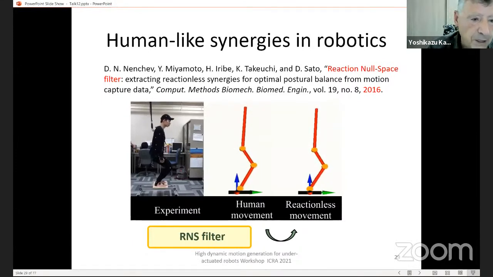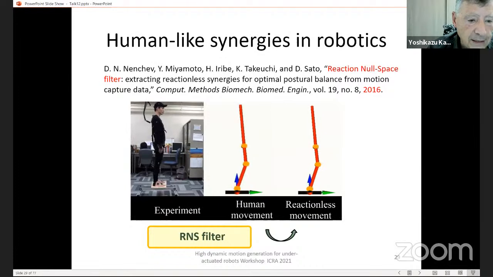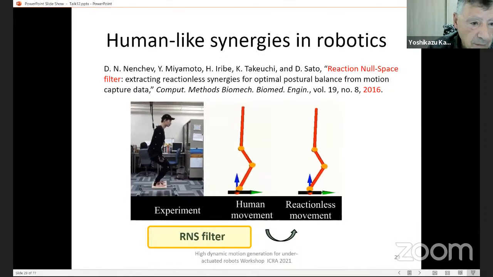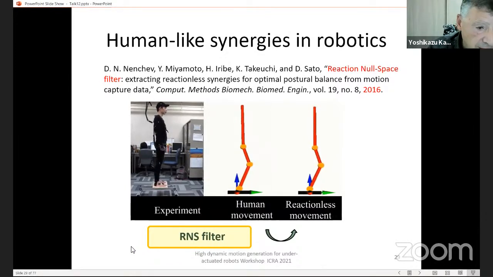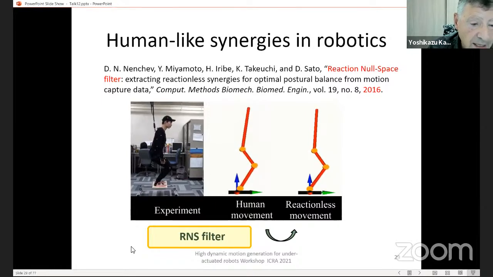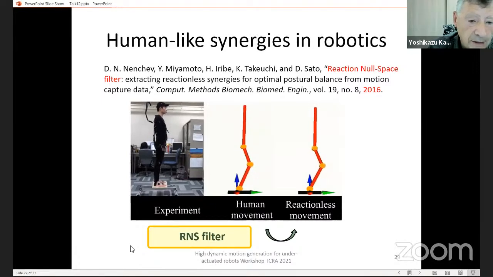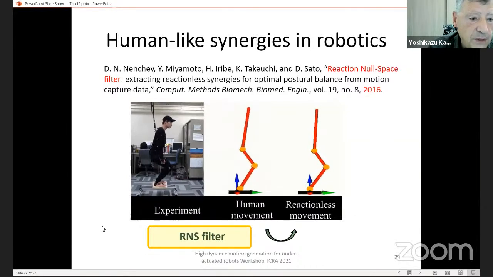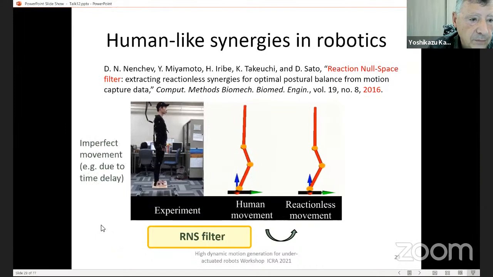We made this type of experiment. We put this guy on a slider without any damping, and we asked him to make just a squat, trying not to move the slider as much as possible. But as you can see, this was not possible because there was an imperfect movement.